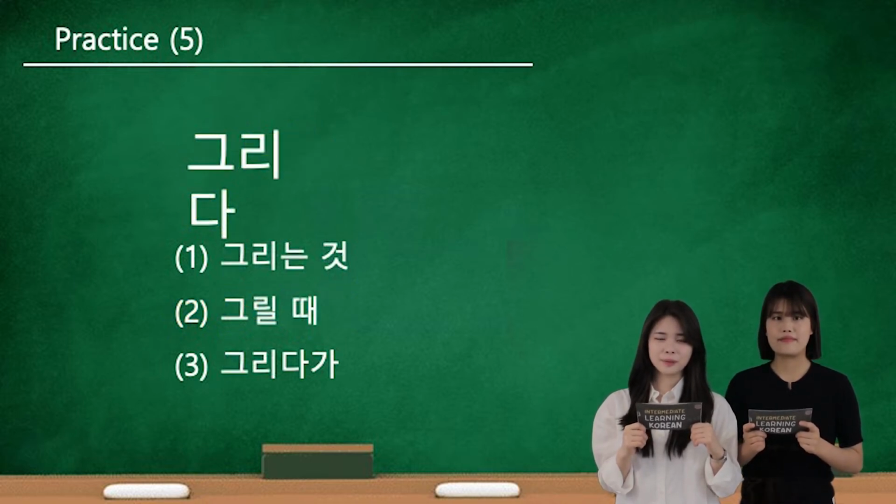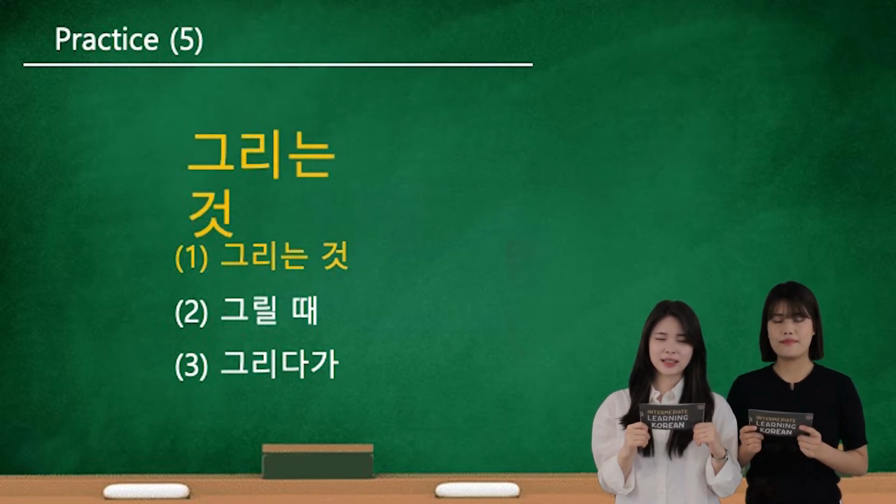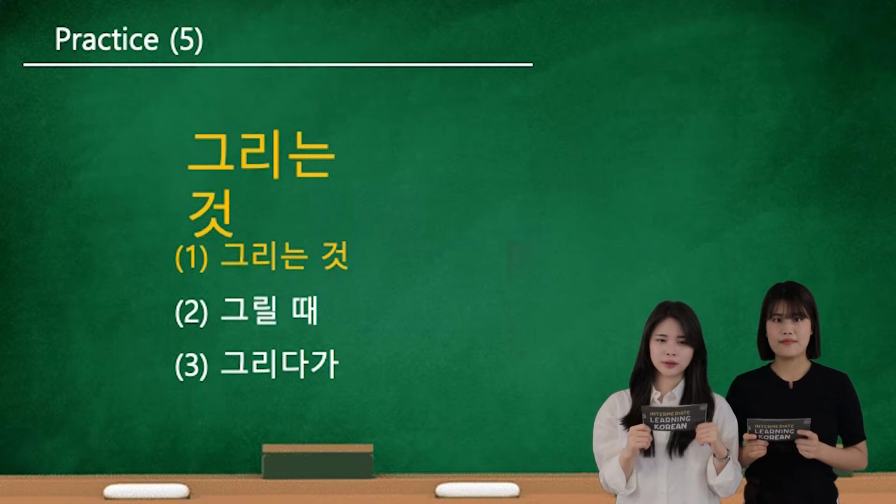Next problem, 그리다. What should we change 그리다 to? Yes, it is 그리는 것. When we remove 다 from the verb 그리다 and add 는 것, it becomes 그리는 것.